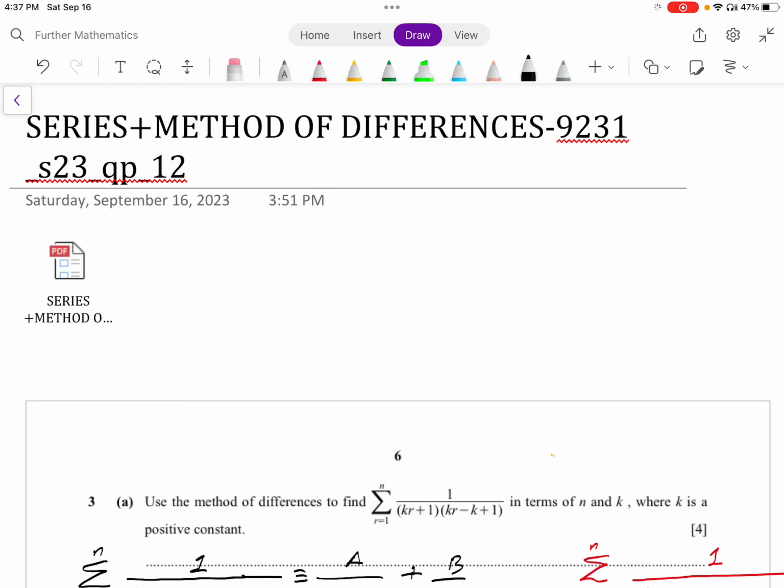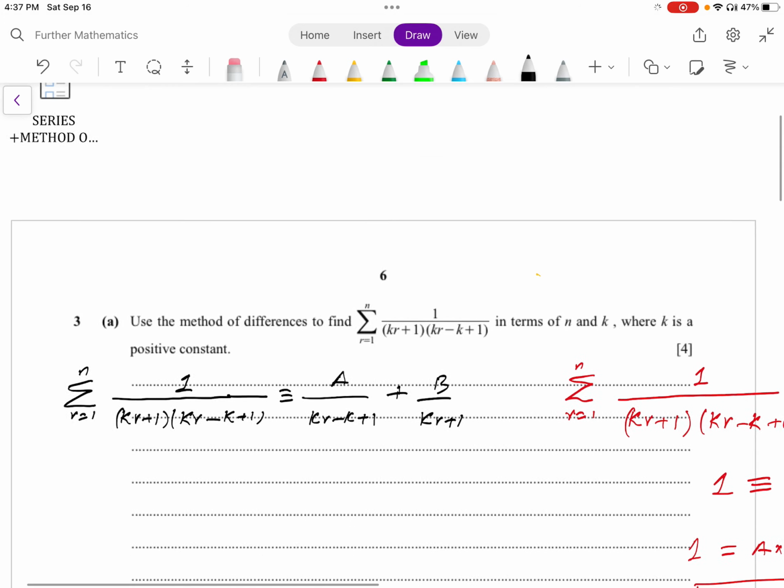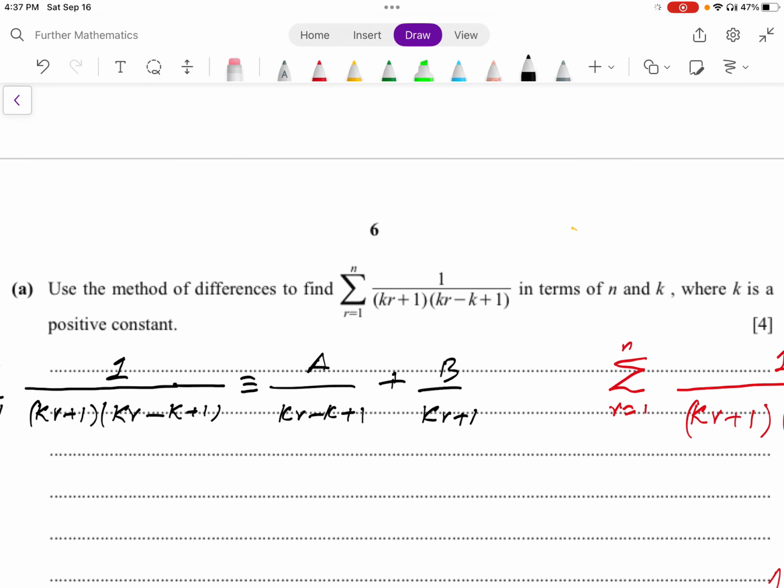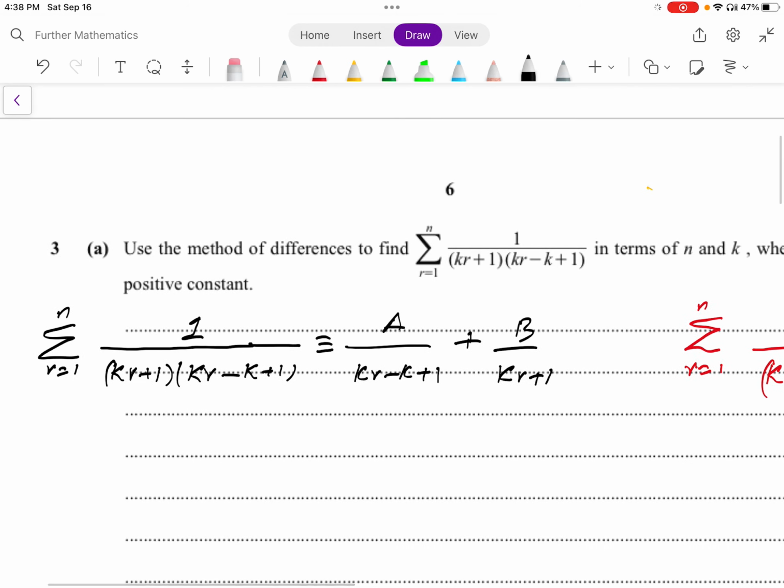This is a further math question on summation series, summer 23, variant 1-2. In this question, we have to find the sum of 1 over (kr plus 1) times (kr minus k plus 1). Before we find this sum, we have to convert the summand into its partial fractions.